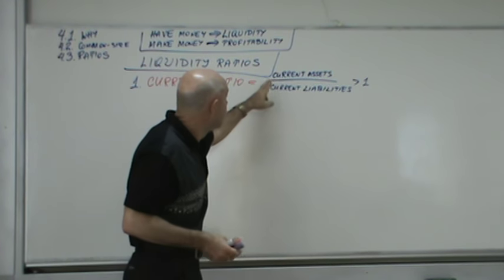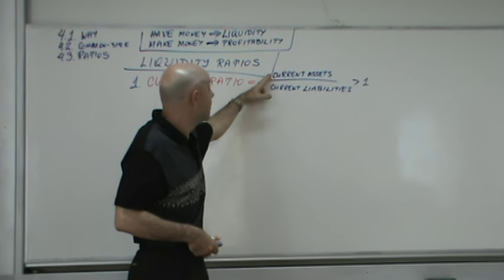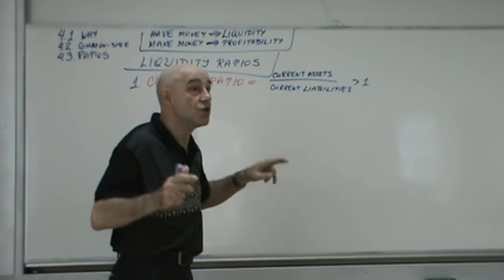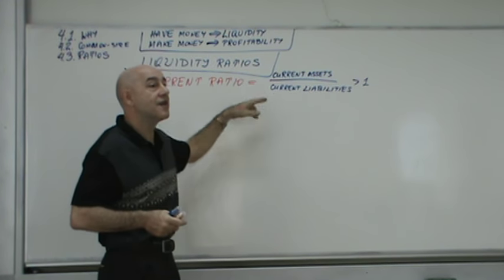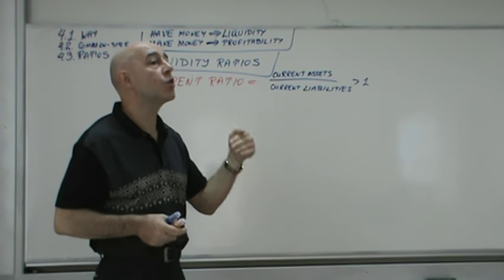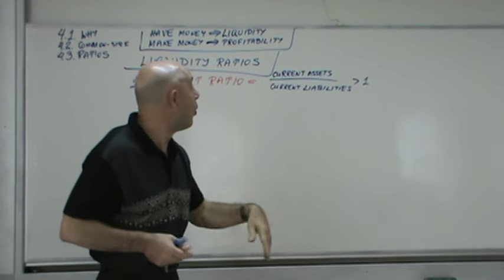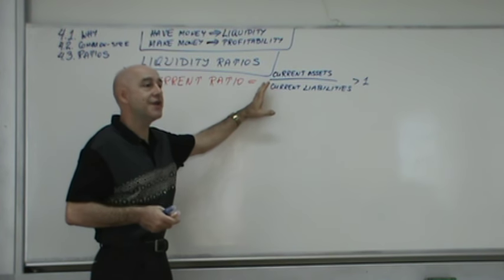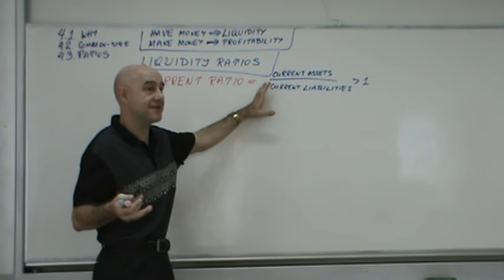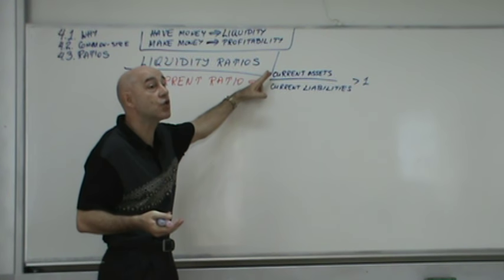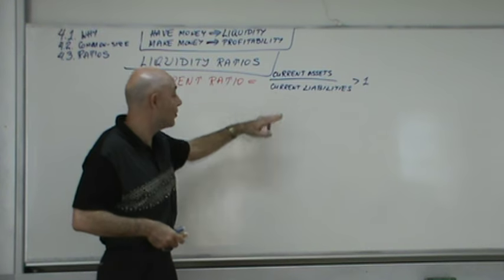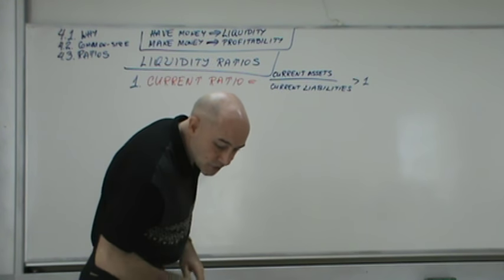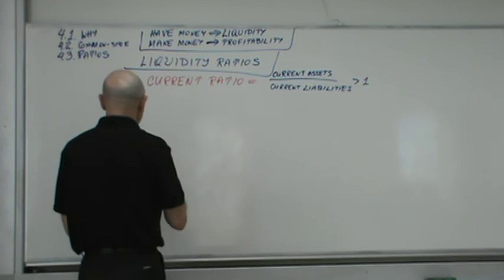In general, having current assets less than current liabilities is usually a big alert. It will alert you quickly that you may have to do long-term financing or liquidate a long-term asset. Okay, somehow you gotta increase the current assets or reduce the liabilities one way or another. Next one is called the quick ratio.